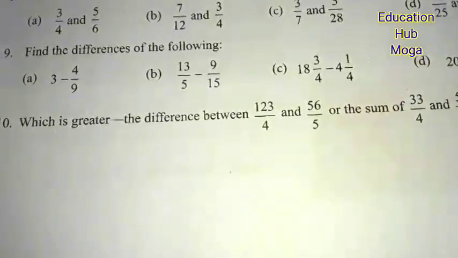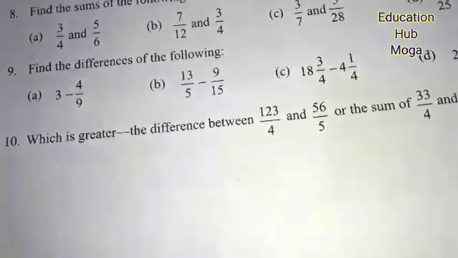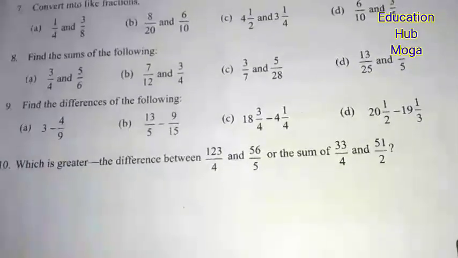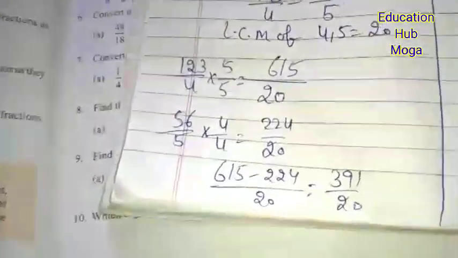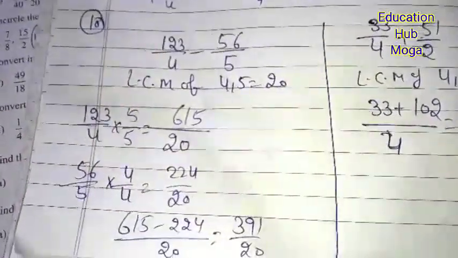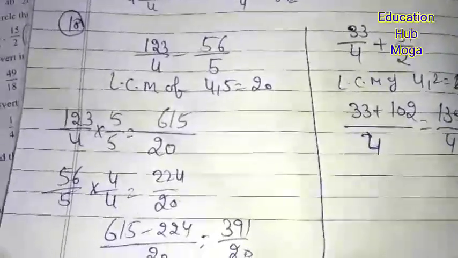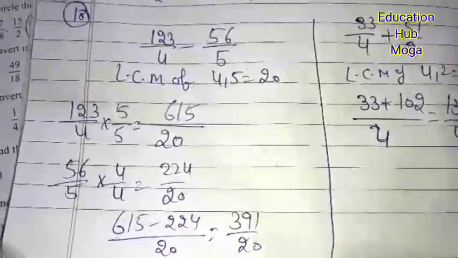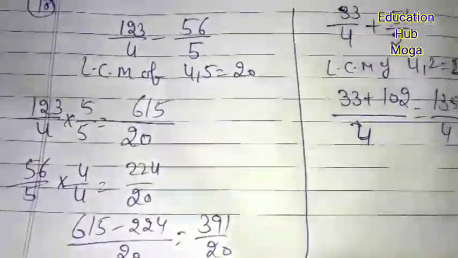Your tenth sum is: which is greater, the difference between 12 3 by 4 and 5 6 by 5, or the sum of 3 3 by 4 and 5 1 by 2? So here we find the greater term. First of all, solve the difference between 12 3 by 4 minus 5 6 by 5. Take the LCM of 4 and 5, which is 20. Convert into like fractions, and your answer is 391 by 20.